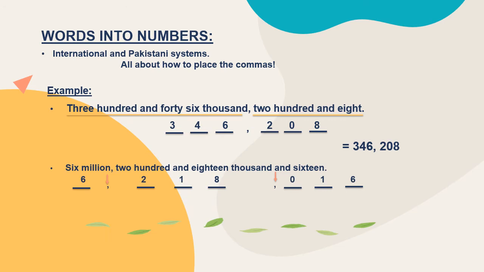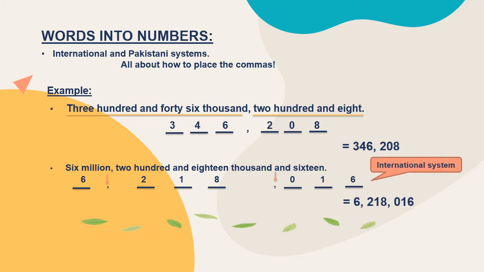For millions, we have only 6. That is why we have placed only 1 dash over here. So 6 millions. The thousands house has 218. So 218. And for the ones house, we have 16 only. Because there is no indication of hundreds, so we will write a 0 over there. So our final answer is 6,218,016.